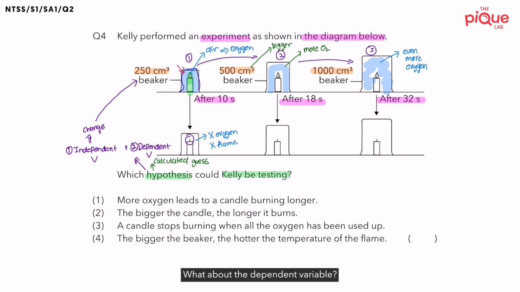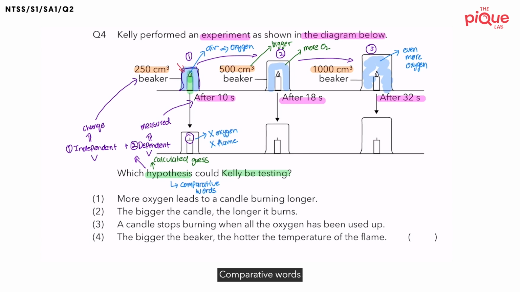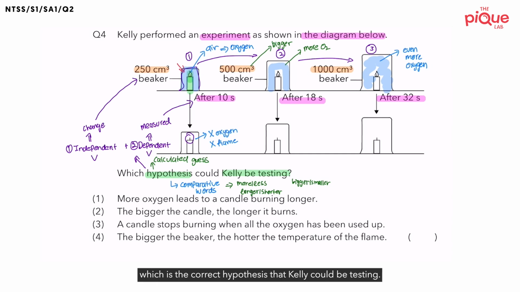But what about the dependent variable? It is the variable that is measured. And in this experiment, she measured the time taken for the flame to go out. Besides these variables, our hypothesis must also have comparative words. Comparative words include words such as more or less, longer and shorter, as well as bigger and smaller. Now, with all of this in mind, let's take a look at all our options and decide which is the correct hypothesis that Kelly could be testing.